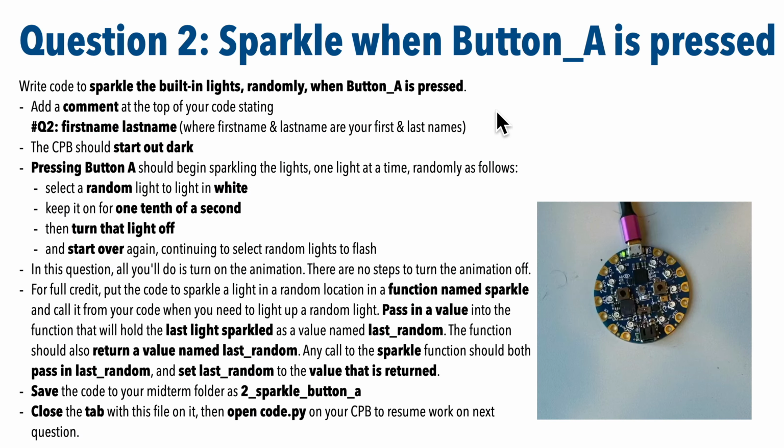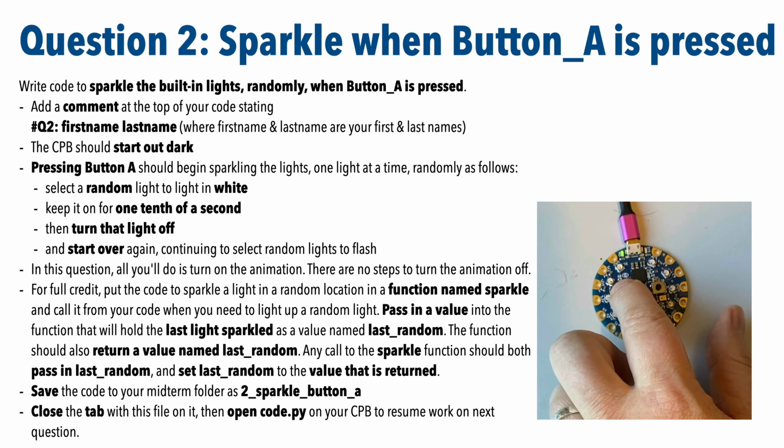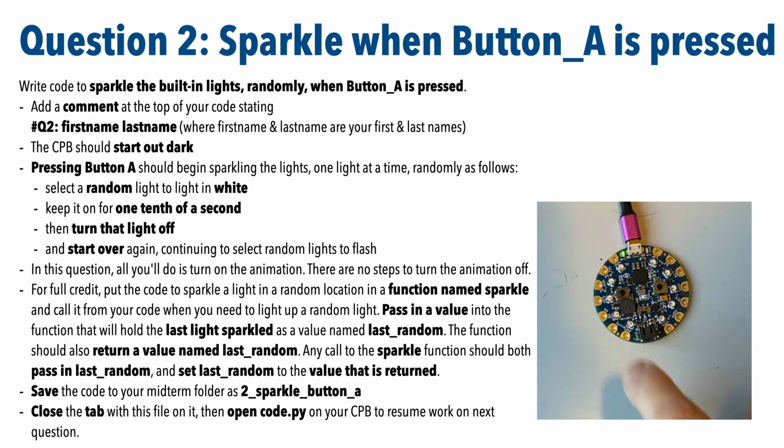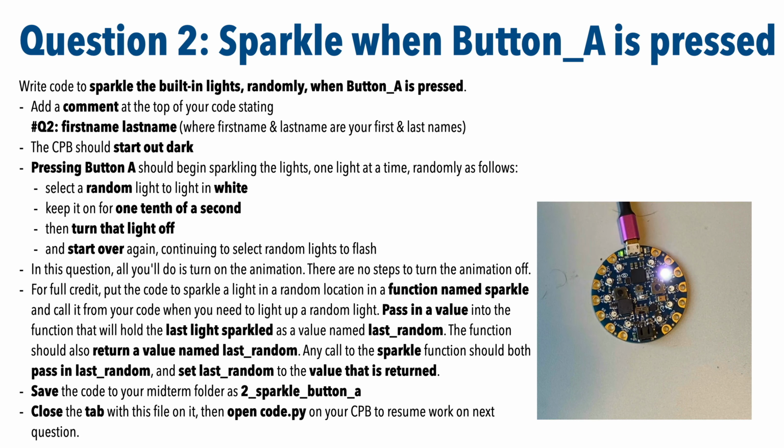Now in the next question, we sparkle lights randomly when button A is pressed. The light should be white. We first turn on a single random light out of the 10 available. We wait 1/10 of a second, and then we turn the light off, and then we restart over again. Now we're just turning on the animation. There's no need to turn the animation off in this question. The function that we use should be called sparkle, and I also ask that you show that you know how to pass a value into a function and return that value. So the value that is passed into the function should be called last_random, which is the last light sparkled.